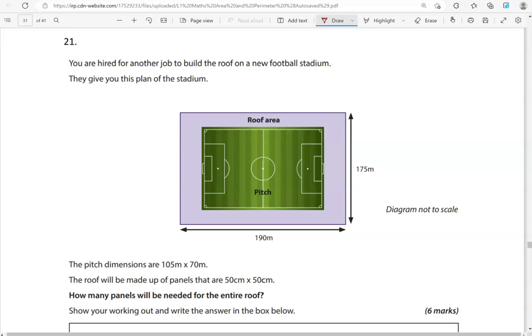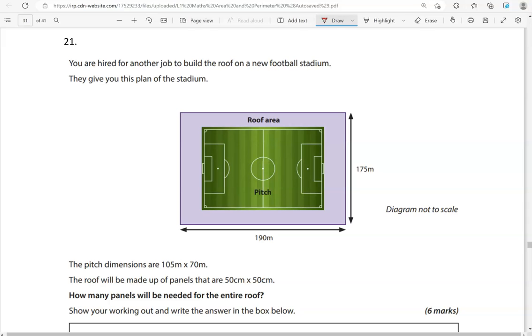You're hired for another job to build the roof on a football stadium. They give you this plan of the stadium. The pitch dimensions are 105 meters by 70 meters. The roof will be made up of panels that are 50 centimeters by 50 centimeters. How many panels will be needed for the entire roof? Show your working out and write the answer in the box below.